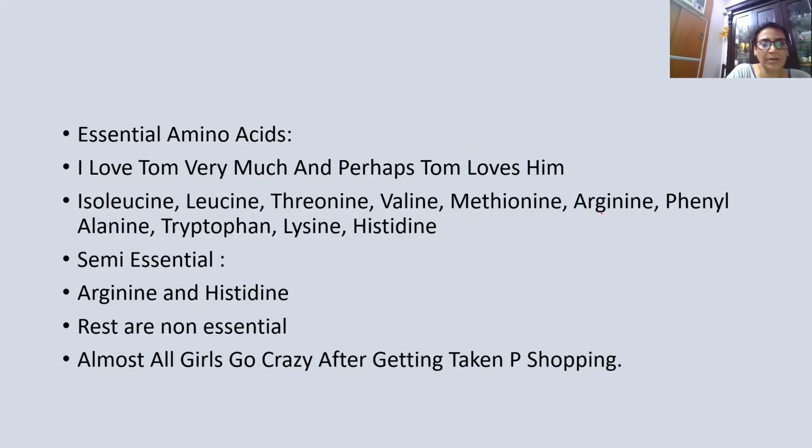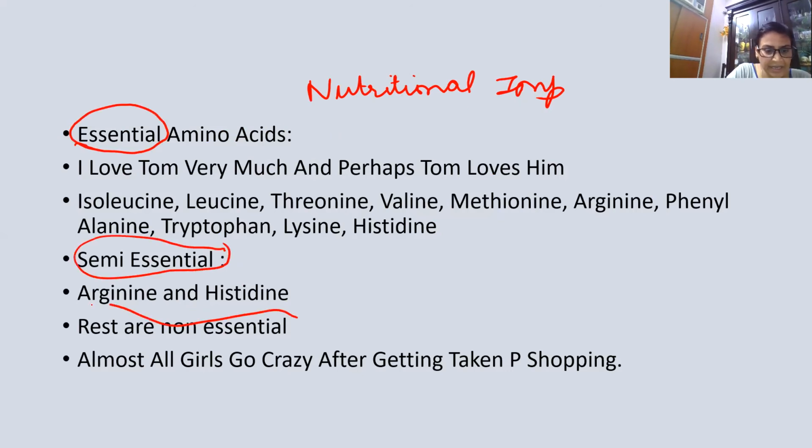And then the most important part of this comes when we talk about nutritional requirement, the nutritional importance of amino acids. In this, essential, semi-essential, and the rest are non-essential. So essential are 8, semi-essential are 2, and 10 are non-essential. Always remember this. So if we talk about the 8 nutritionally required amino acids, essential are the ones which cannot be synthesized, they have to be provided from outside diet.